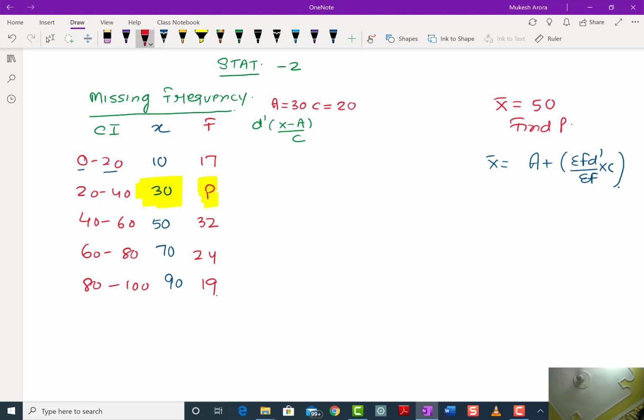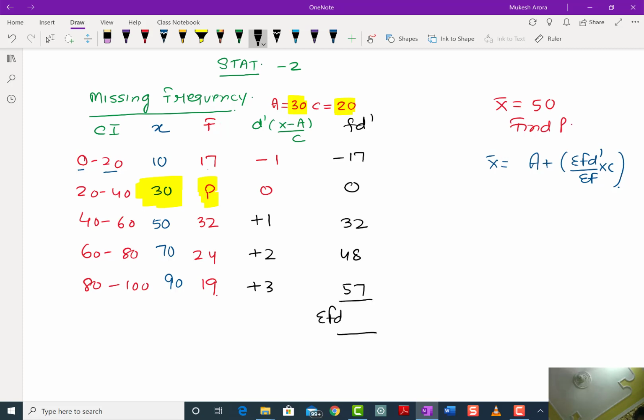Now it's very simple. 10 minus 30 divided by 20 is minus 1, then 0. 50 minus 30 is 20, divided by 20 is plus 1. Then this will be plus 2, plus 3. 90 minus 30 is 60, divided by 20 is 3. Then the formula is f d dash. This is f. If this is minus 17, this will be 0. This will be 32, 48, 57.